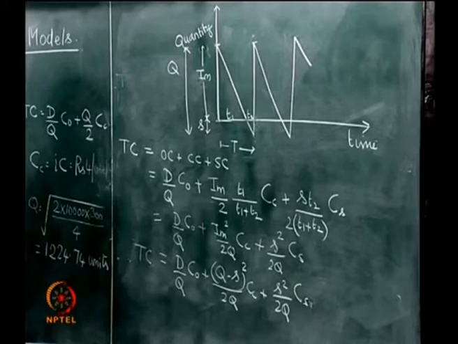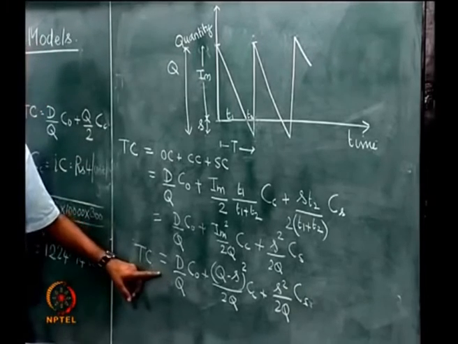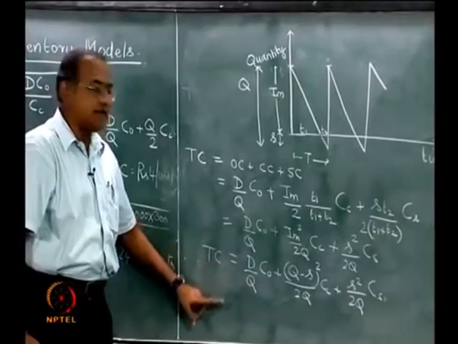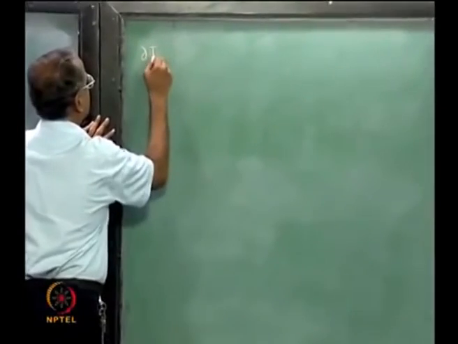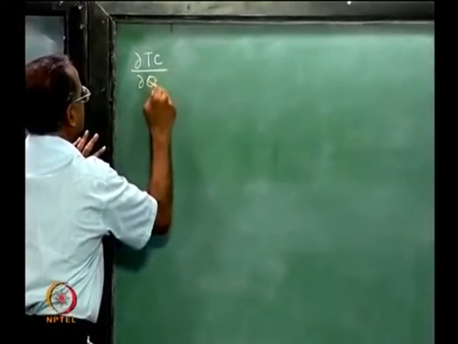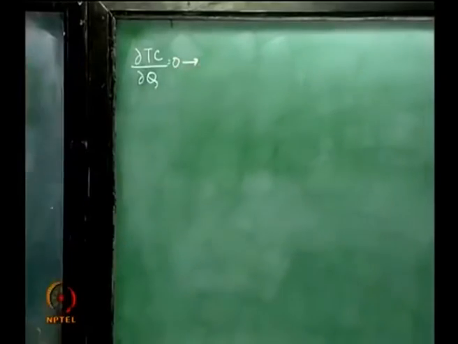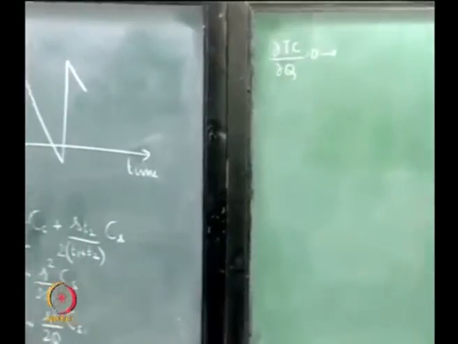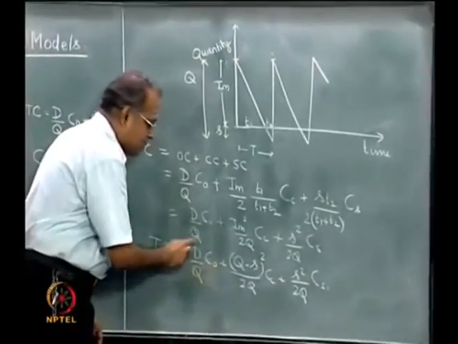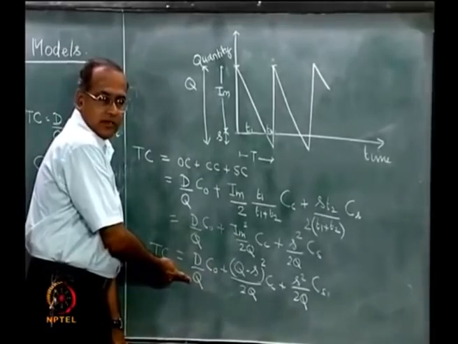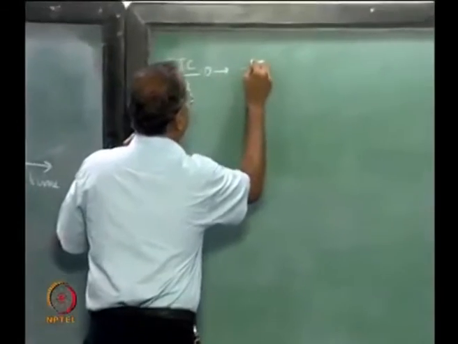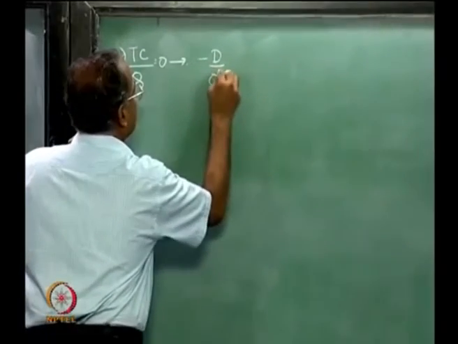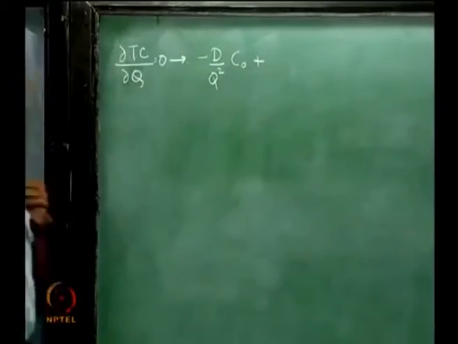So, let us do that. First let us differentiate this with respect to Q and then we differentiate this with respect to S. So, dou Tc by dou Q equal to 0. Partially differentiating total cost with respect to Q would give us the term minus d by Q square into C naught, which is the same term that we got in the earlier model. So, minus d by Q square into C naught plus.